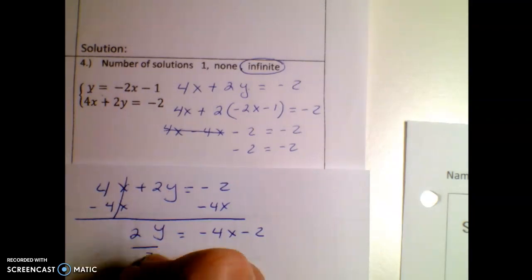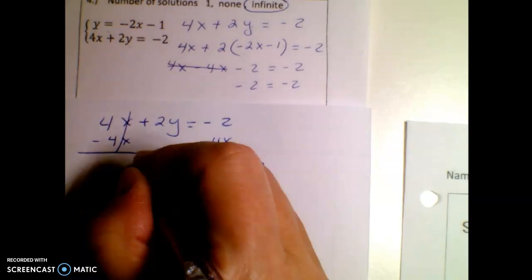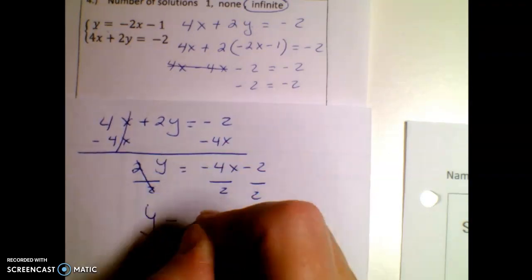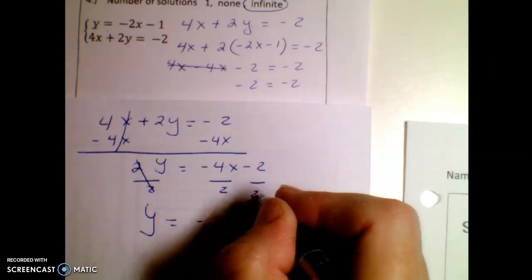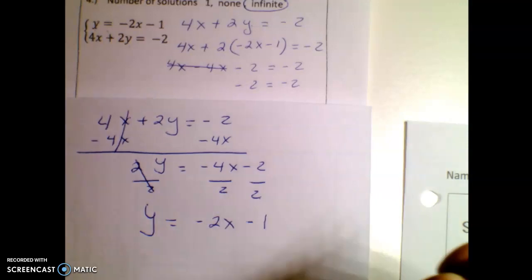I'm going to divide all the way through by 2. Y is equal to negative 4 divided by 2 is negative 2x. Negative 2 divided by 2 is negative 1. Okay, so now look at the equation.